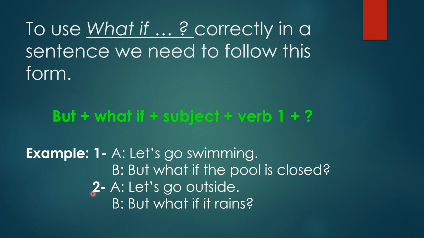Okay, let's see the second example. A: let's go outside. B: but what if it rains? Let's go outside the house or wherever they are. But B, let's say he doesn't like rain, and he said, but what if it rains? What if it rains on them and they get wet and maybe ill? Who knows? We're not sure if it's going to rain or not.